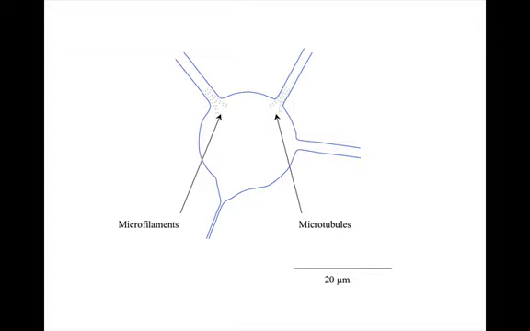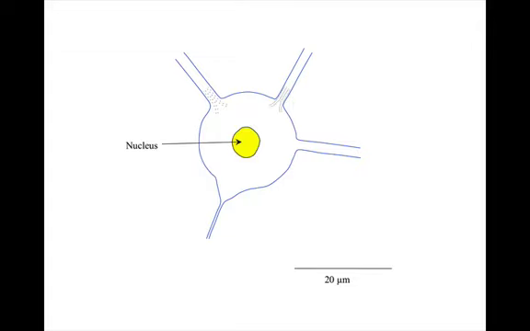Microtubules are made up of a different protein called tubulin, and they have an additional role of transporting needed chemicals to and from the soma and out to distant parts of the neuron. The transported chemicals are dragged along the outside of the microtubules by other chemicals that are called motor proteins.